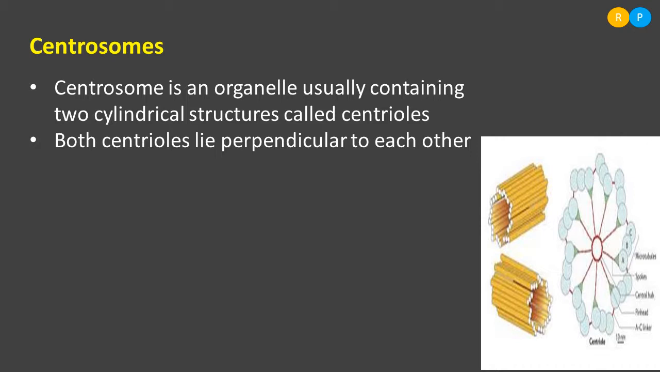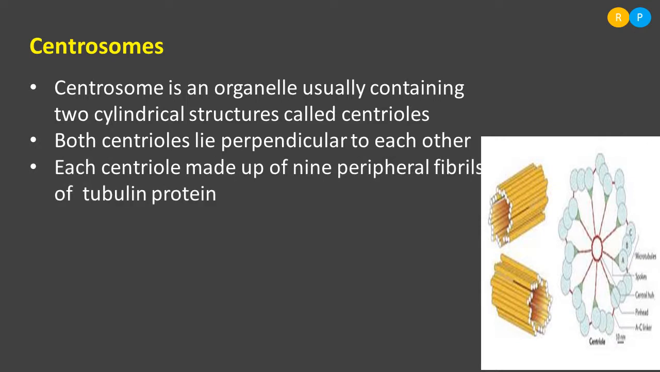These structures appear very distinct during the time of cell division. And one thing, they can be found in animal cells, but these structures are not present in plant cells. And what is the actual structure of centrioles? If you take a single centriole in the enlarged view, we can see the presence of peripheral fibrils. Those peripheral fibrils are nothing but tubulin protein.